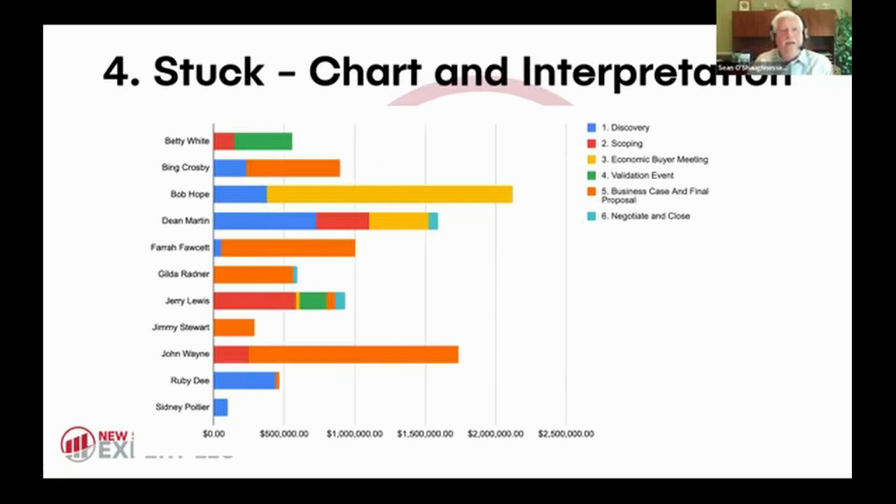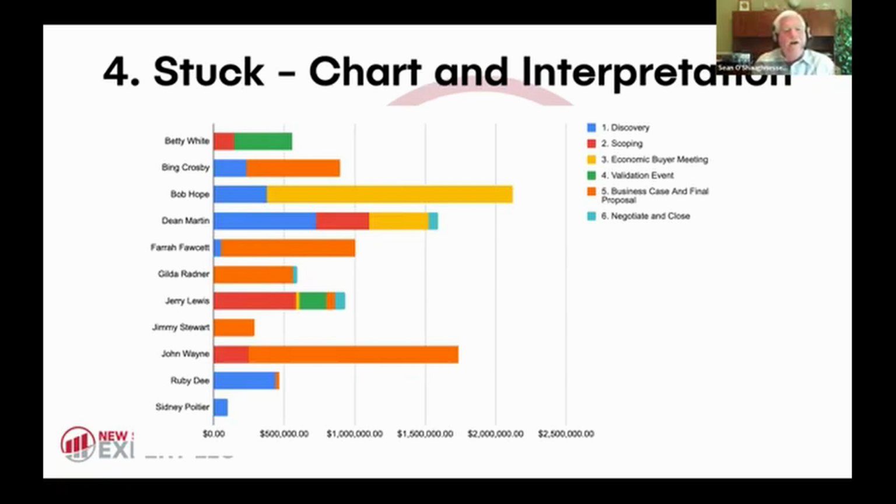So same 11 salespeople here, but this time we have a filter on the data. It's the same basic chart that we showed just a couple slides ago. However, I took out every deal where you have been at this stage for less than 60 days. And once again, your CRM needs to track this. If it doesn't, get a new CRM, because this is important. So this shows deals where you're at this stage for 60 days or longer.